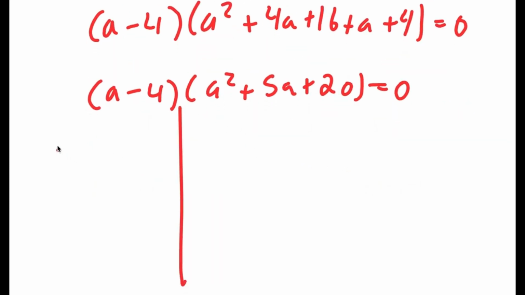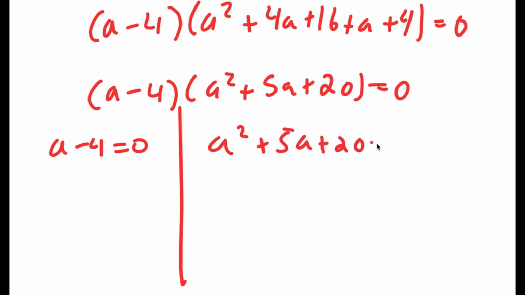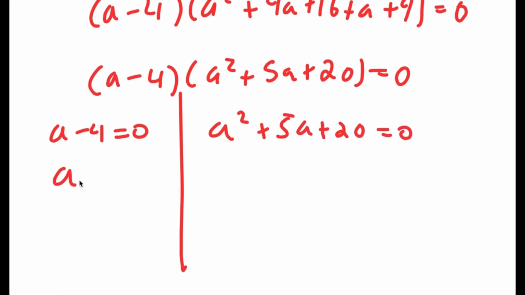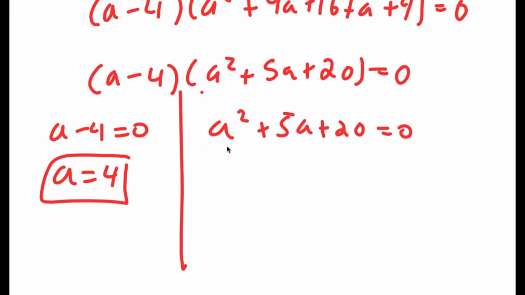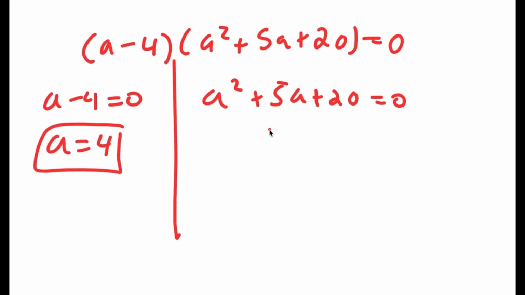So now this gives me two equations. I get a minus 4 is equal to 0, and a squared plus 5a plus 20 is equal to 0. So for a minus 4 equals 0, a is obviously equal to 4. And for a squared plus 5a plus 20 equals 0, I'm going to use the quadratic formula, but I'm actually not going to waste your time by actually doing it.